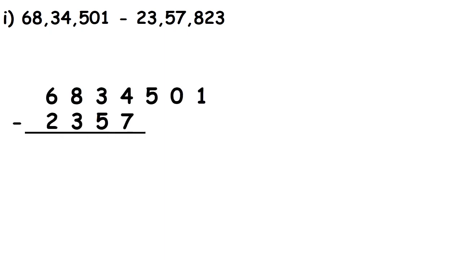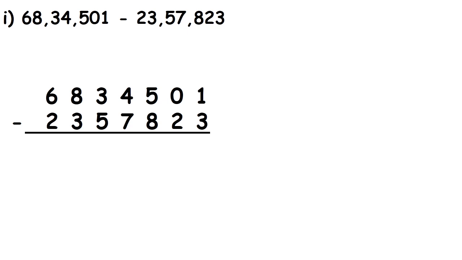Let us solve another example. 23,57,823 to be subtracted from 68,34,501. So, as per our first step, first we will write down the numbers as per their place value. Second step, start subtracting them from the units place. Since we cannot subtract 3 from 1, we have to borrow.